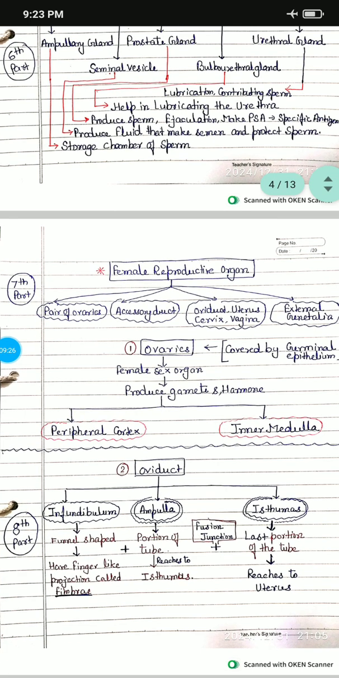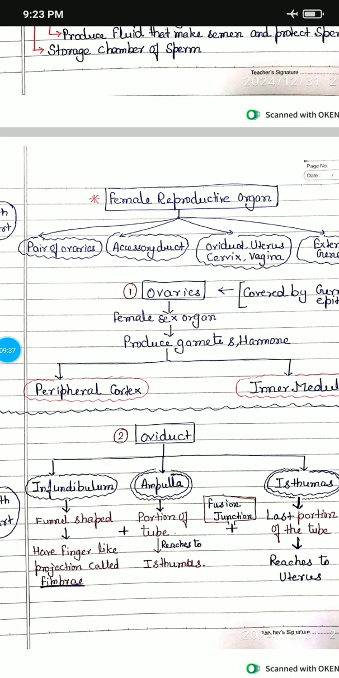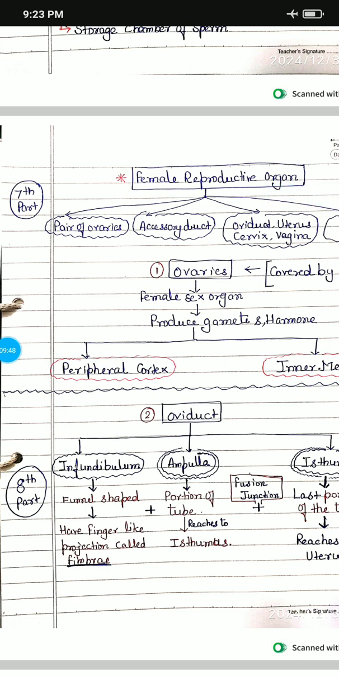Now, after the ovary, the second part is the oviduct, which is an accessory duct. The oviduct is made up of three parts: infundibulum, ampulla, and isthmus. It is a part of the fallopian tube. The infundibulum is a funnel-shaped structure which has small finger-like projections called fimbriae. Fimbriae are used to catch the ovum when ovulation happens.